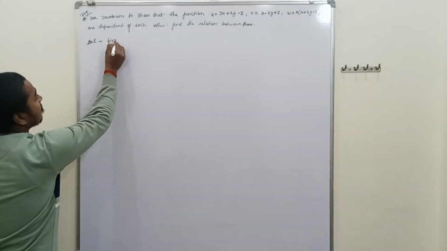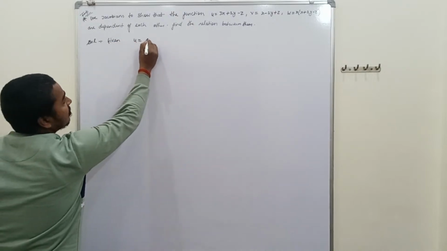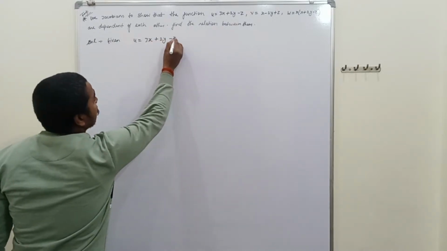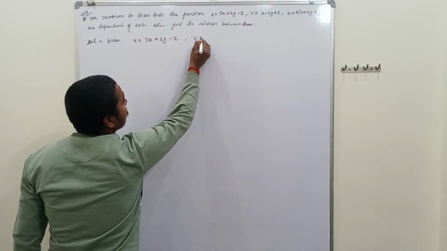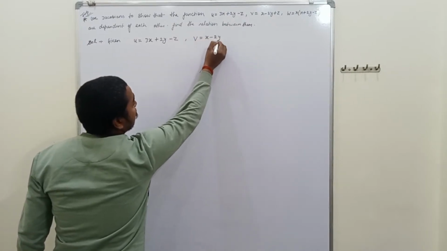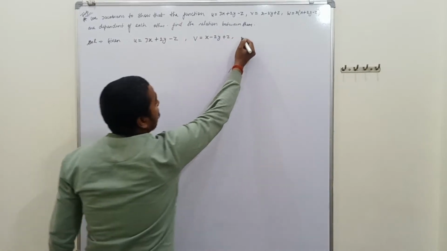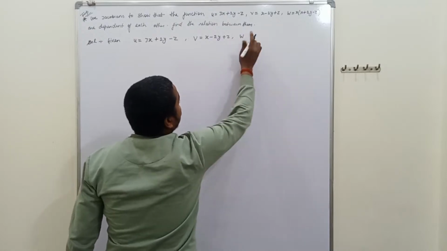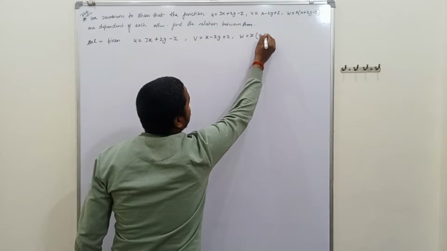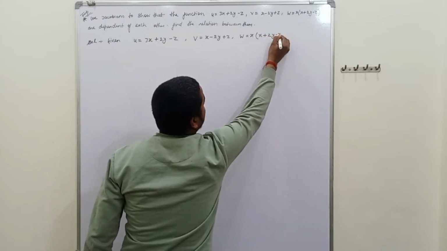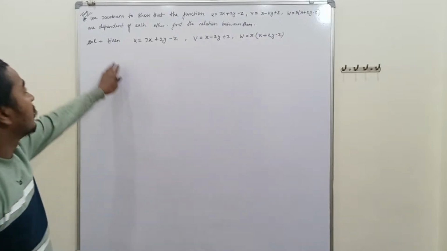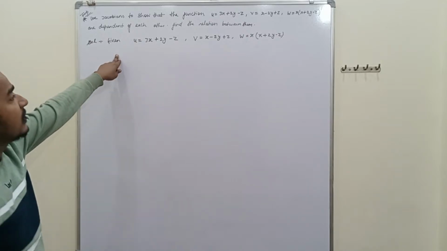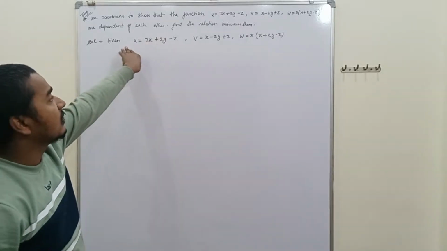Given u = 3x + 2y - z, v = x - 2y + z, and w = x(x + 2y - z). We have to find the Jacobian, and also show that the functions u, v and w are dependent, and find the relation between them.